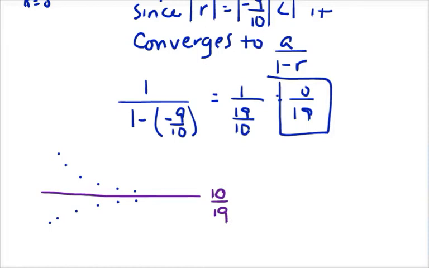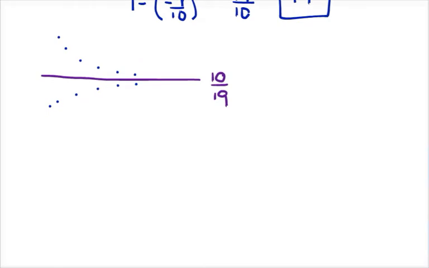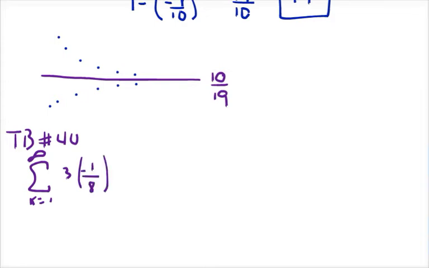Okay, let's try one more, just to make sure we're good. And that's textbook 40. And here the infinite series is k equals 1 to infinity of 3 times negative 1 over 8 to the 3k. And it's best to write out the first few terms on more complicated series, because then you can tell what the first term is going to yield, a, and then you look at the second term. So let's do that.